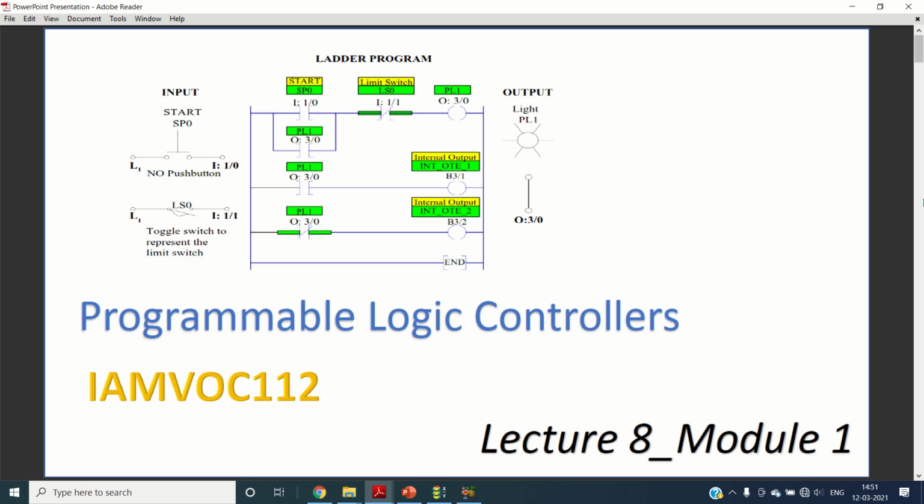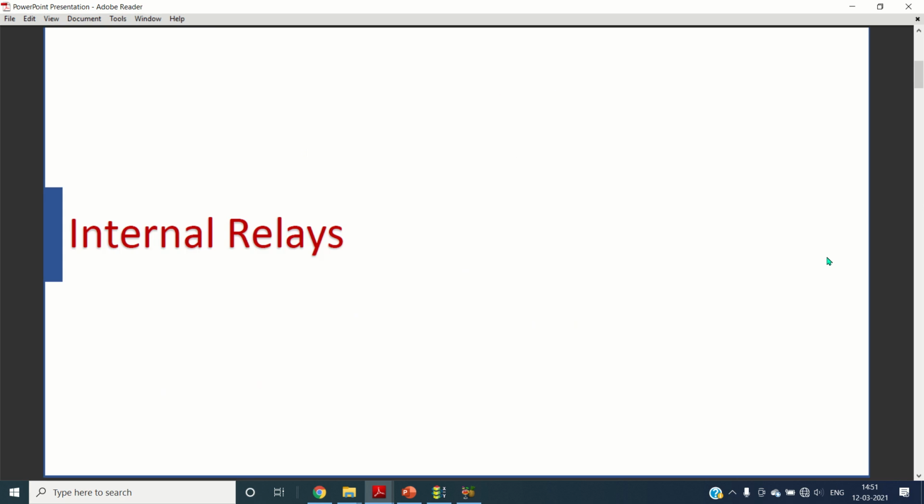Today we will discuss a very interesting topic: internal relays that are present in PLCs. Now you see that such types of relays are actually not present physically, but they are all software simulated. They have every characteristic of an output coil, but you cannot take their physical connection outside the PLC.